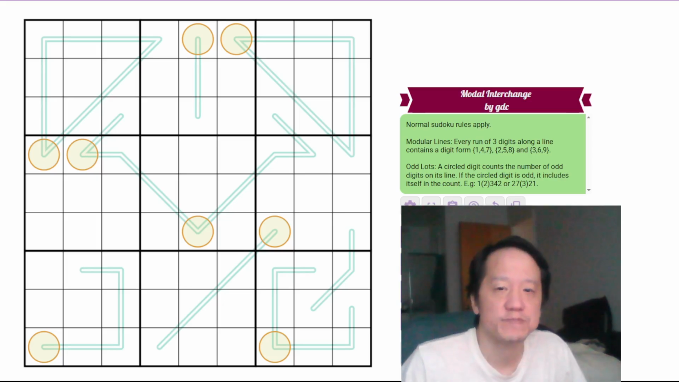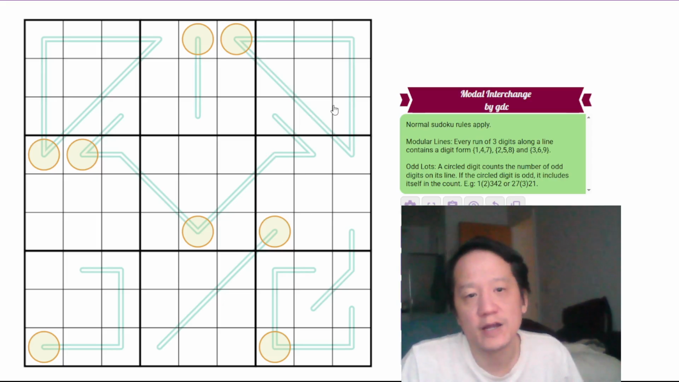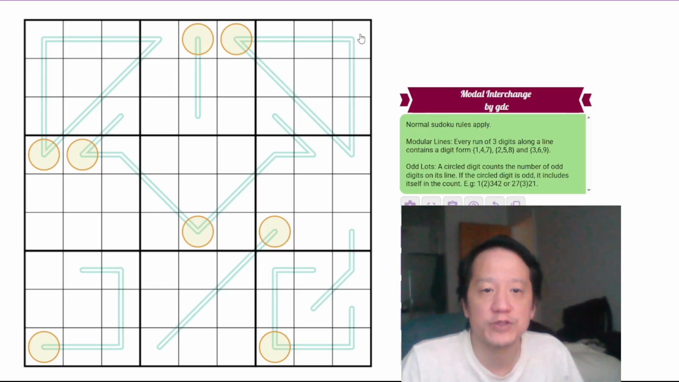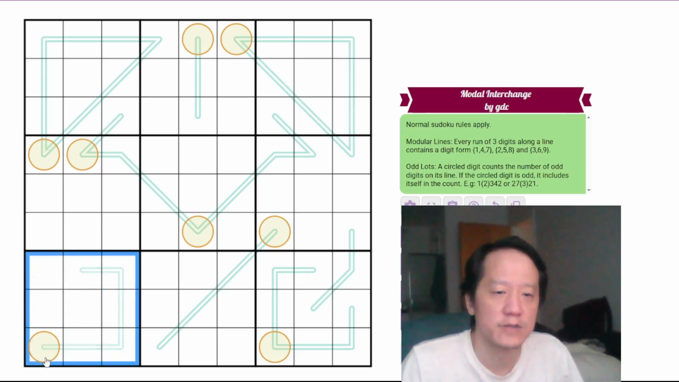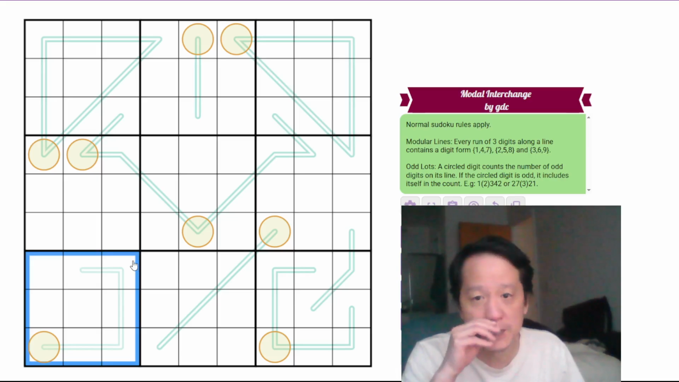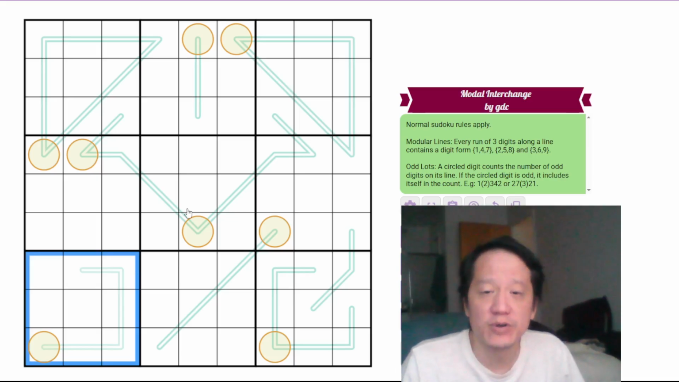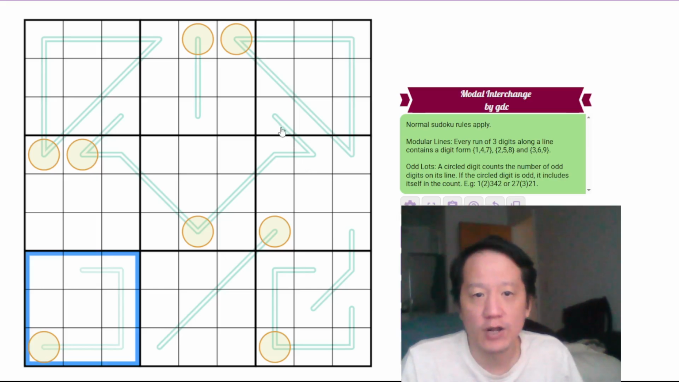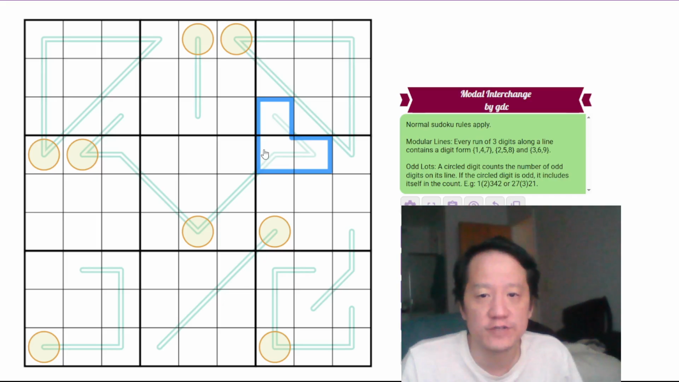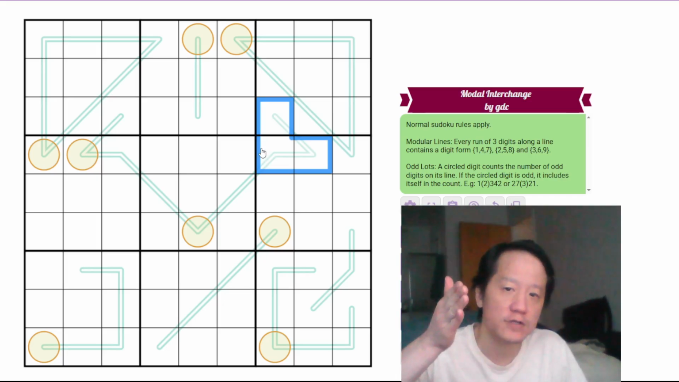Here are the rules. Normal Sudoku rules apply, which means fill the entire grid with the digits 1 through 9 such that there are no repeats in any row, column, or designated 9-cell region, which is this box in this case. We also have modular lines, where every run of 3 digits along a line contains a digit from 147, 258, or 369.